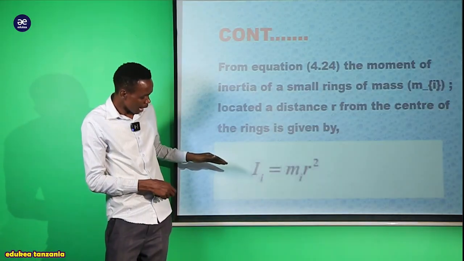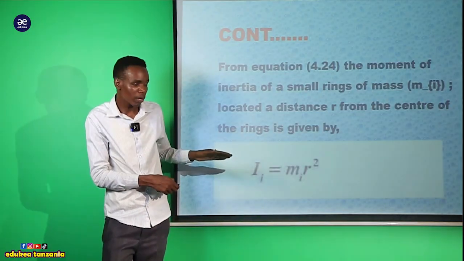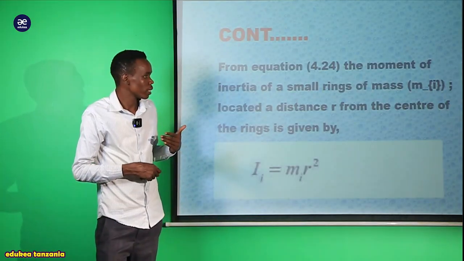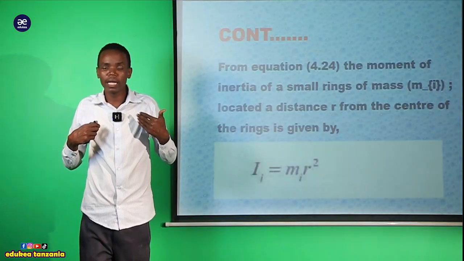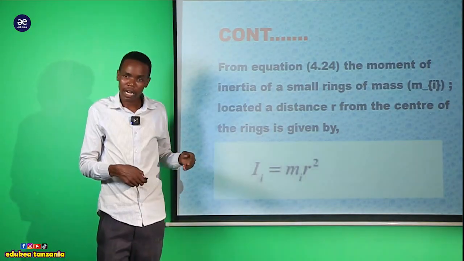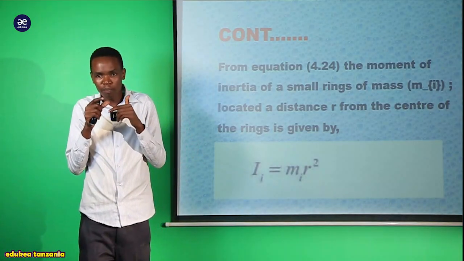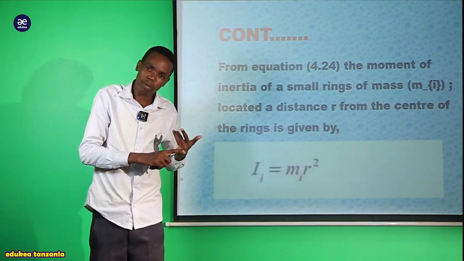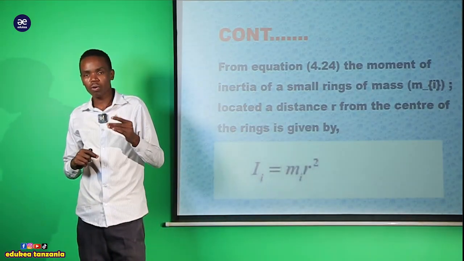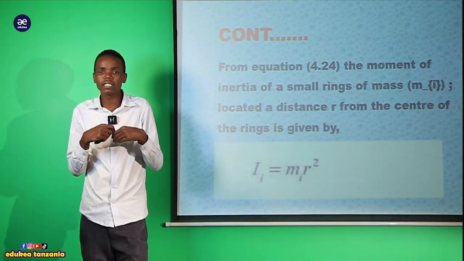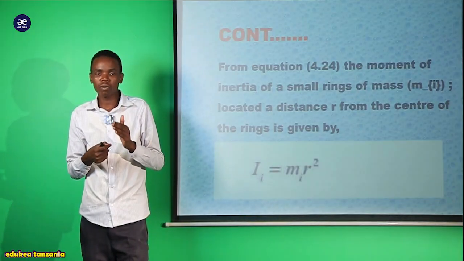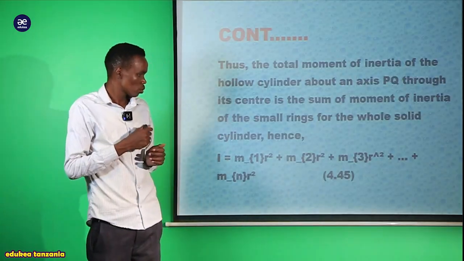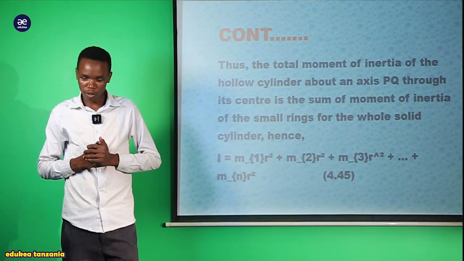So I must be equal to mi times r square, where I represents the moment of inertia for many rings, and mi represents the masses of those small rings. It means their masses should vary. We should have mass 1, mass 2, mass 3, and so on, but the radius is still the same, the radius from the axis of rotation. So after this, my dear students, what are we going to do?